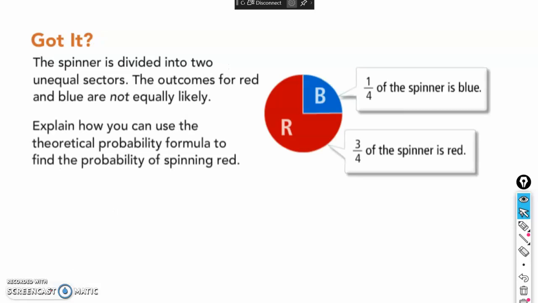The spinner is divided into 2 unequal sectors. When the sectors are unequal, the outcomes are not equally likely. We see that 3/4 of our spinner is red, while 1/4 of the spinner is blue. In order to find the theoretical probability, we're going to need for the spinner to be divided equally in order to have equally likely probability.